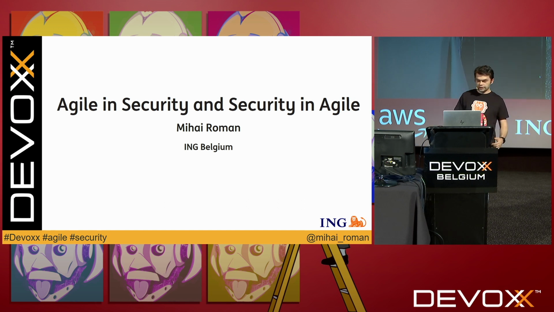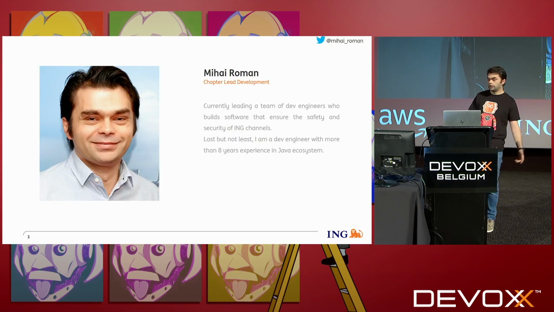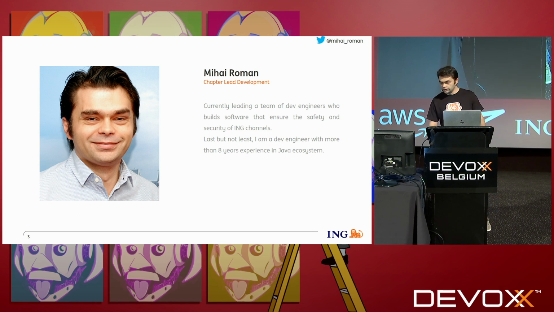I will use the next 15 minutes to share my experience in building more secure software in an agile environment. Before getting into the story, let me introduce myself. I'm Mihai Roman. I'm chapter lead at ING, and I'm leading a team of dev engineers who have quite an interesting purpose. They have to ensure the safety and security of ING online channels.